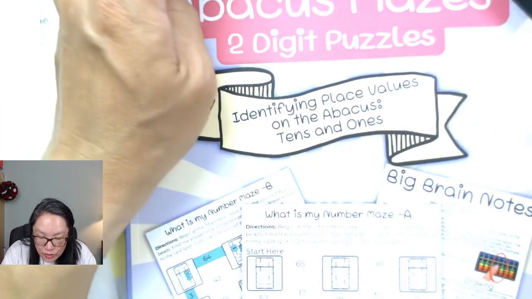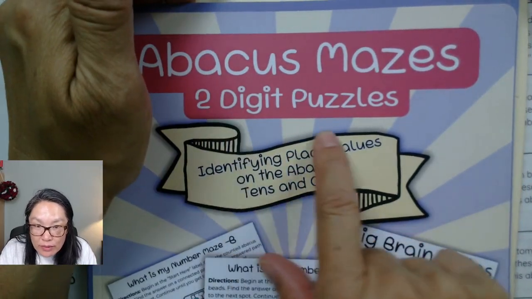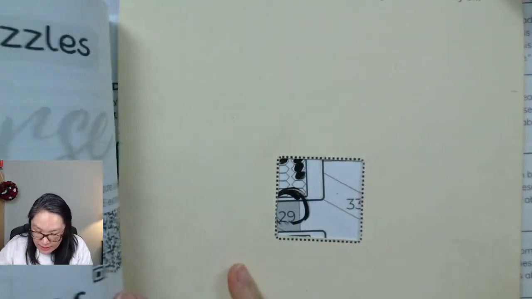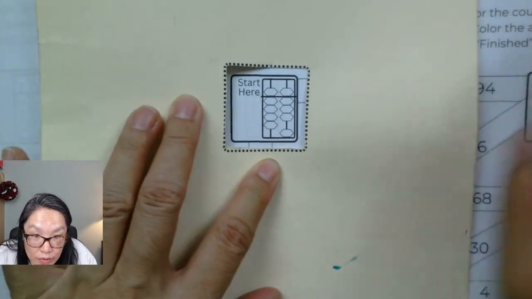So we're going to go through this maze. This is my maze. And what we're going to do is some number recognition with two digits. And how does it work? Well, here is my maze. And what we're going to do is we're going to go through.